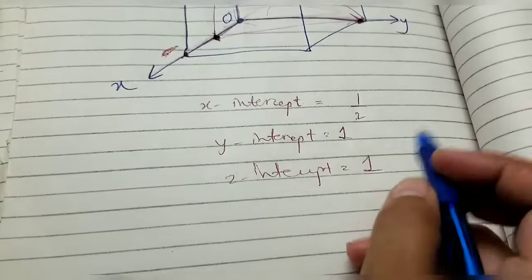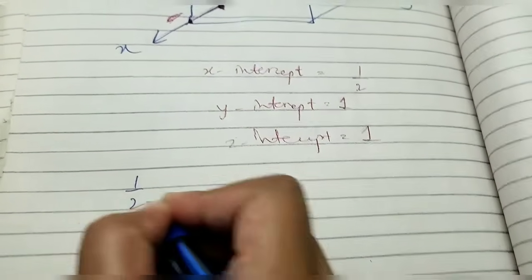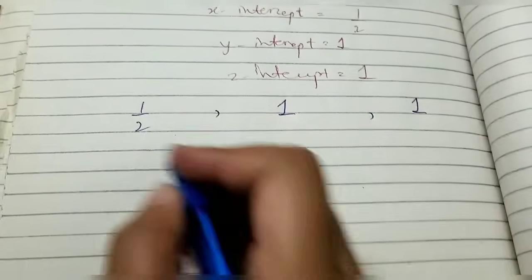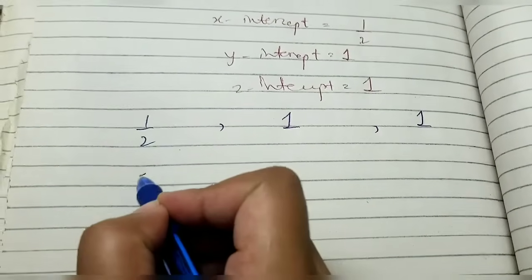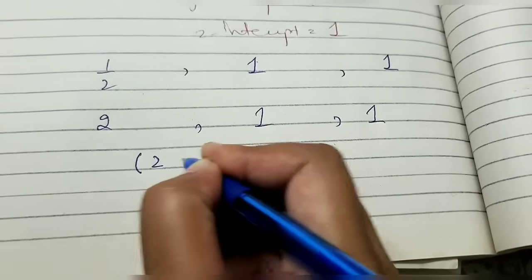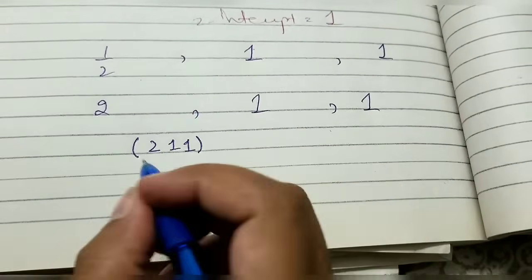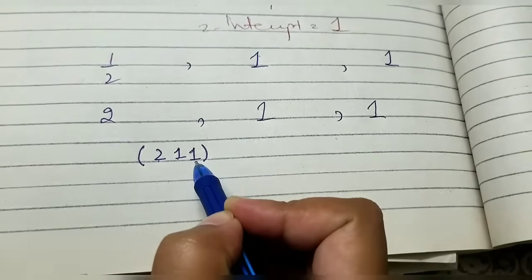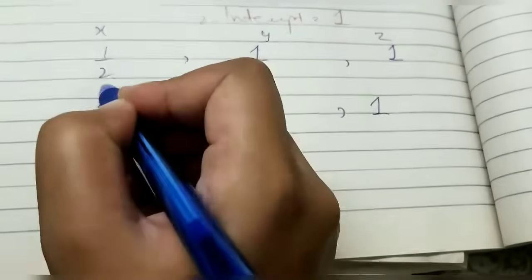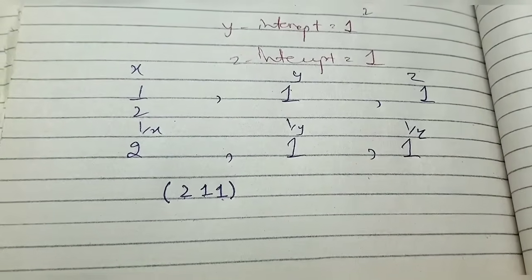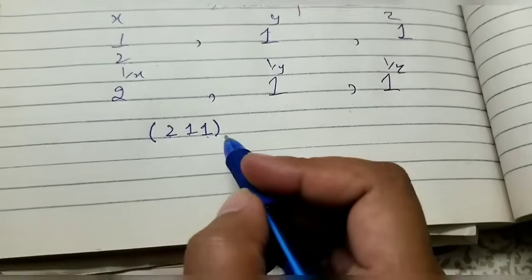Now we have found the 3 intercepts. Now the next step is to take the inverse, and let me write them in order here. And we'll take the inverse of all these, and the inverse of 1/2 is 2. The inverse of 1 is 1, and the inverse of 1 is again 1. And we will enclose these numbers in round brackets. First we'll write the inverse of the x-intercept, then the inverse of the y-intercept, and then the inverse of the z-intercept. Because there was no fraction there, we do not need to remove any fraction. So this is the final Miller indices for this plane.